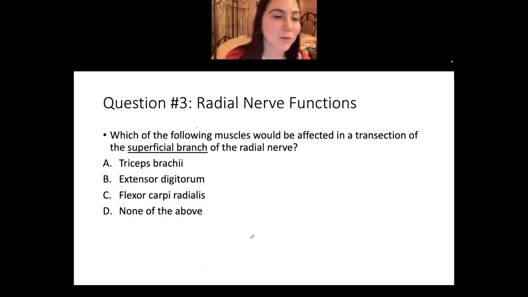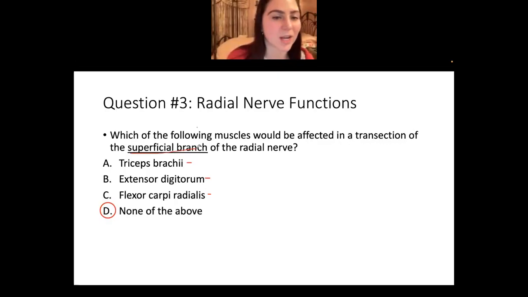This was a true trick question. The answer is none of the above, because these muscles are all innervated by the deep branch of the radial nerve. They are radial nerve innervated muscles, but the question is specifically asking for the sensory one. I put this on here to show that they can ask about it every now and then, but these are all muscles that the radial nerve innervates. It's just not specifically this branch.